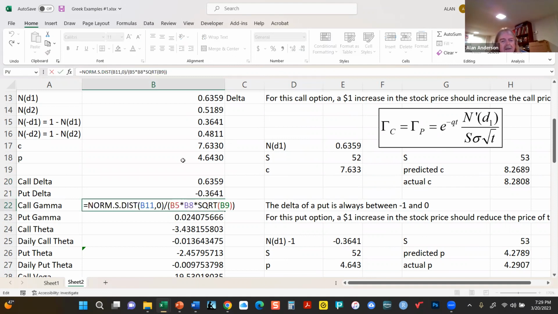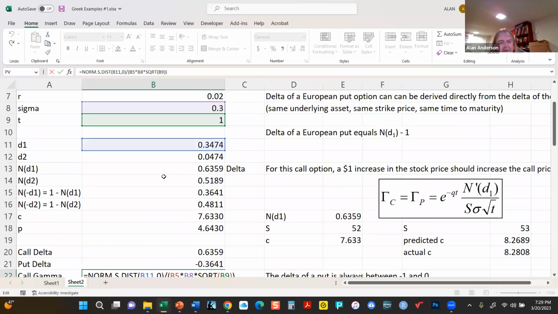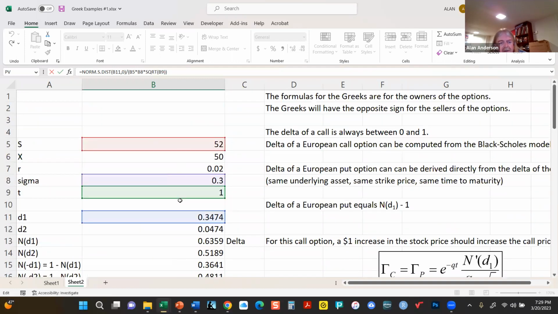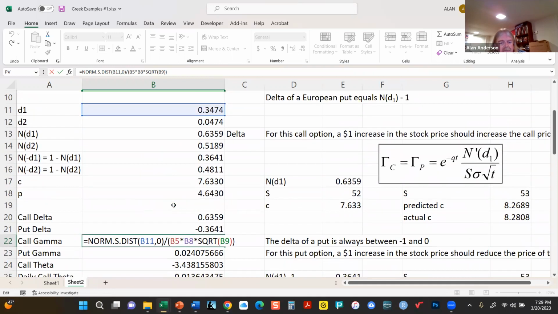Now this one, I just realized, doesn't have the e to the minus qt part. Norm.s.dist is this N prime of d1. The denominator is S times sigma times the square root of T. So this one is missing that part. But if there's no dividend yield, which there isn't here, then it obviously doesn't make any difference. But that's how it was done.